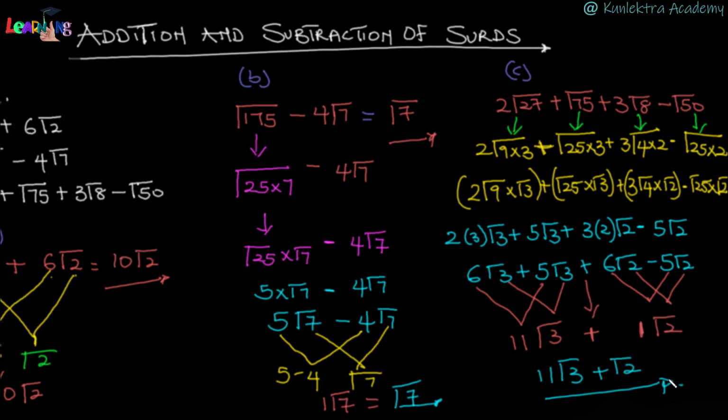Now looking at this, you'll be able to get some things properly. When you have a complex surd, gradually simplify those larger surds and reduce them to the lowest terms, and you'll be able to add or subtract to get your final answer.